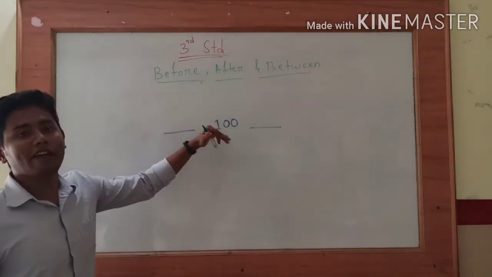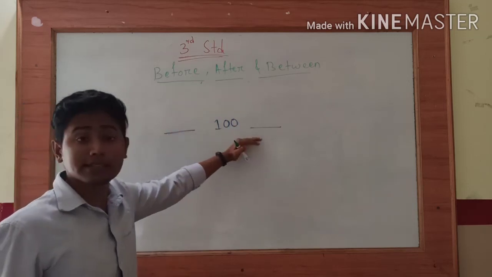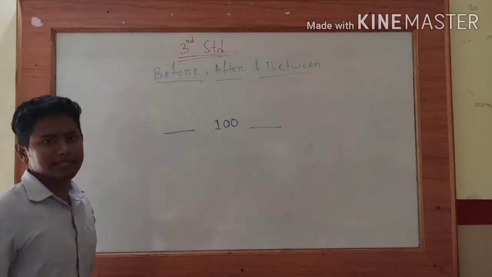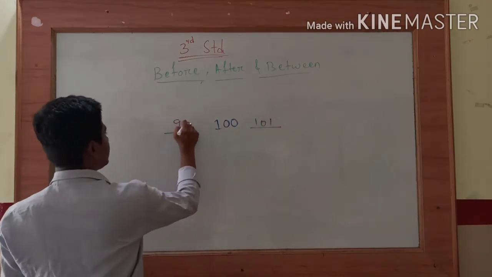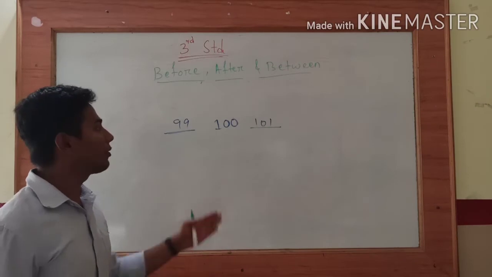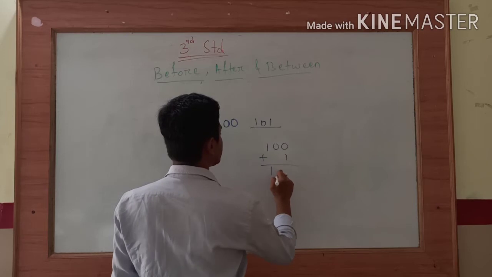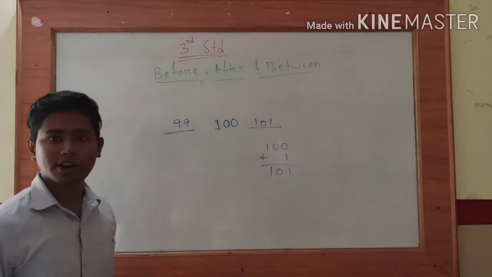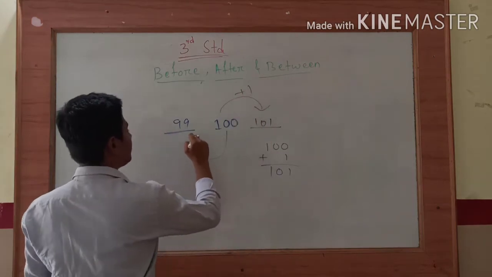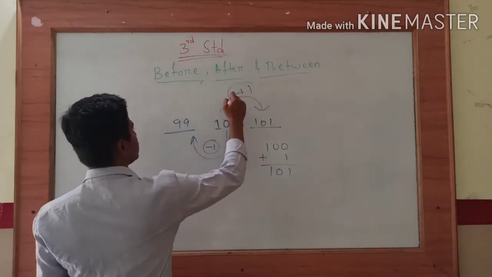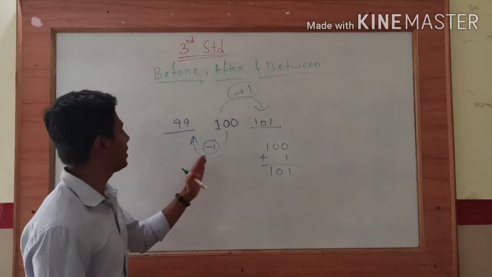So now the given number is 100. We have to find the predecessor of 100 and the successor of 100. You can write 101 is the successor and 99 is the predecessor. How can you find 101? That is 100 plus 1, that is 101. This is the successor of 100. When you find the successor, you plus 1. When you find the predecessor, you minus 1. This is the mathematical way.